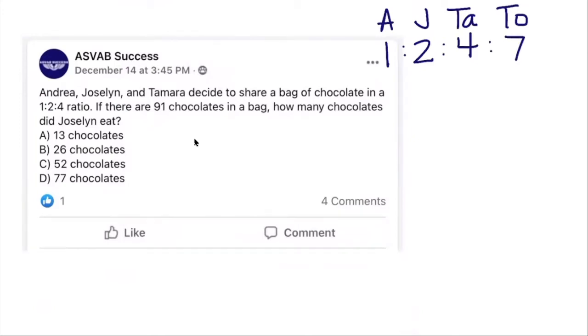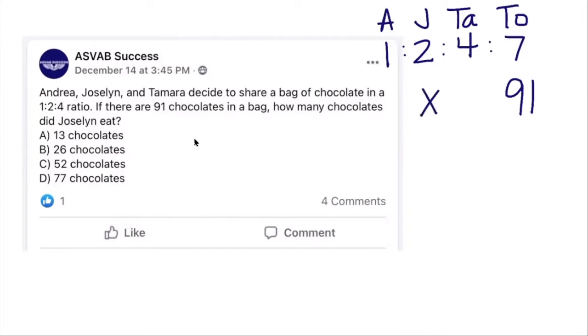Now, why do we do that? Because the 91 chocolates in the bag represents the total number in the bag. And we cannot compare that to Andrea, Jocelyn, or Tamara, because none of them ate the total. So we have to find the total to be able to compare the total. So the 91 will be compared to the 7 total. And we're looking for how many Jocelyn eats, so we're going to put an X under here.